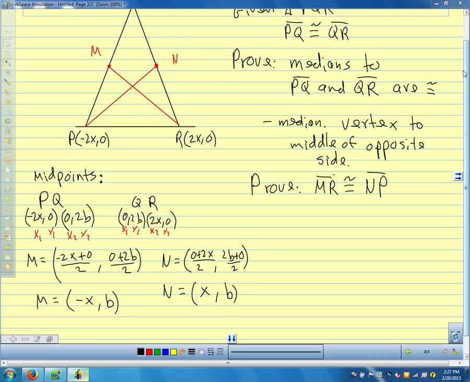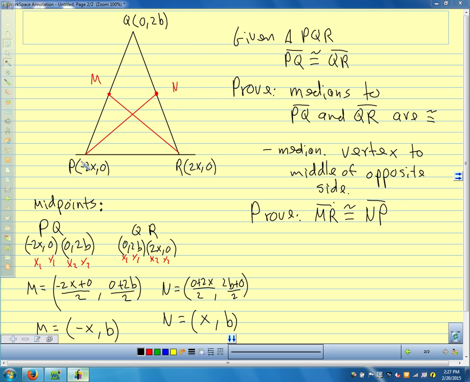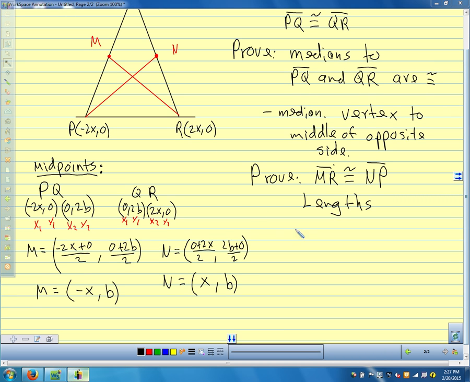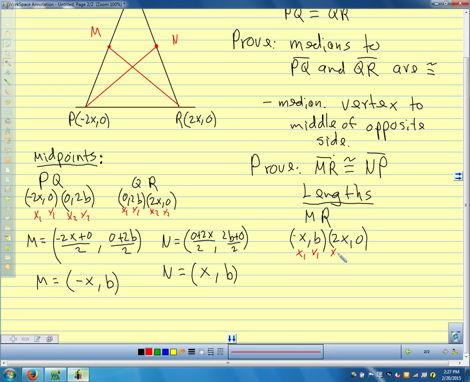Now we need to find the length of MR and NP. So we found our midpoints. Now let's find lengths. MR. So point M is negative x, b, and point R is 2x, 0. Label our points x1, y1, x2, y2, and we're going to find our distance, our length there. x2 minus x1, 2x minus negative x, squared, plus y2 minus y1, 0 minus b, squared.